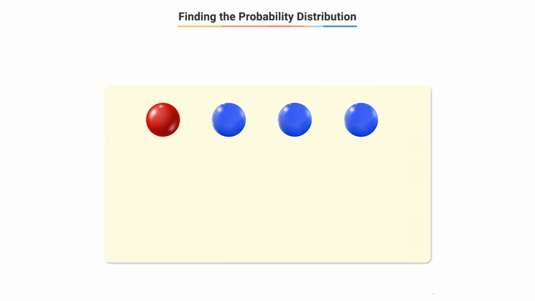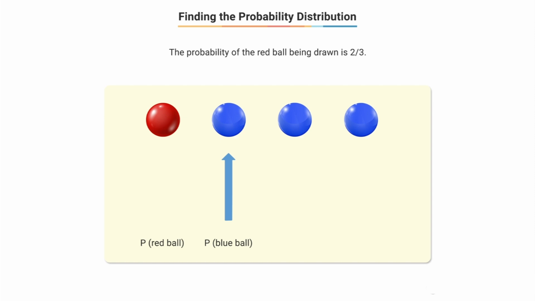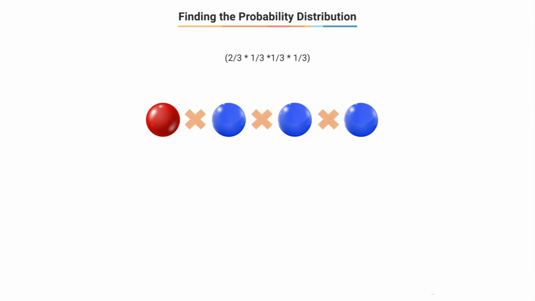We can compute the probability of this outcome as 2 by 3 as the probability for the red ball times 1 by 3 as the probability for the first blue ball times 1 by 3 again as the probability for the second blue ball times 1 by 3. That is the probability for the third blue ball. The product of all these will give us the probability of this outcome of the first red ball followed by 3 blue balls. The product is the value 0.0247.